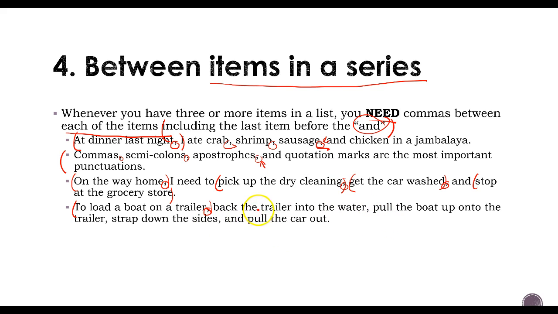So here are the 4 steps you need to do to load the boat on the trailer. Back it into the water, pull it up onto the trailer, strap down the sides, and pull the car out. So because we have several items in the series, we need commas between all of them. So that's commandment number 4 of commas.